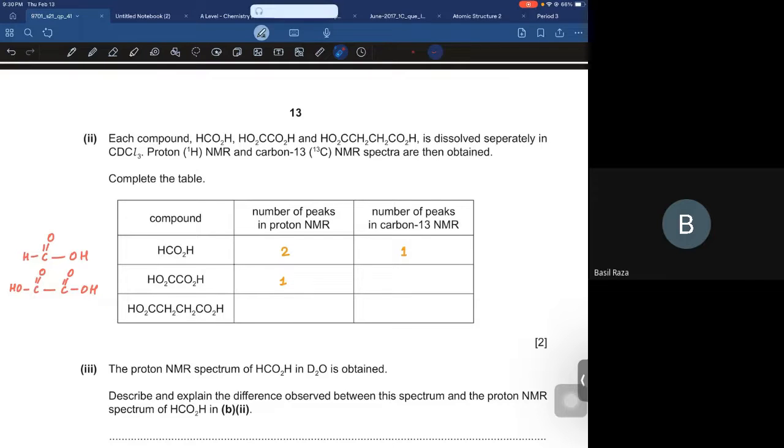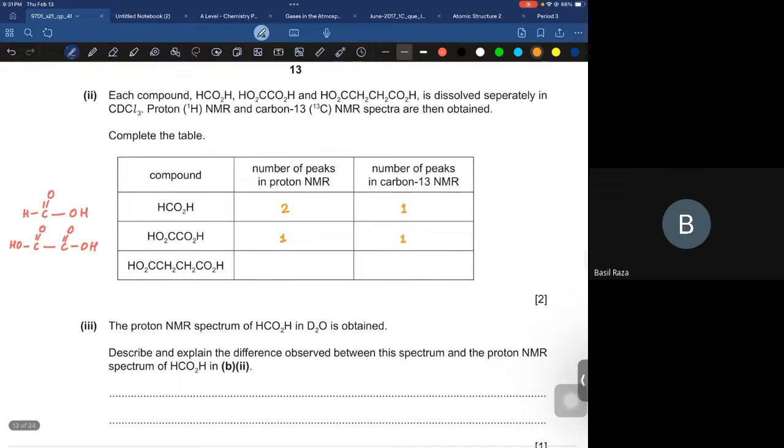And if you are going to do the carbon 13 NMR, again you will see only one peak, because this is a symmetrical molecule, a symmetrical compound.